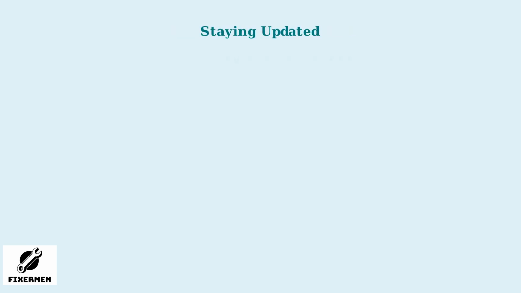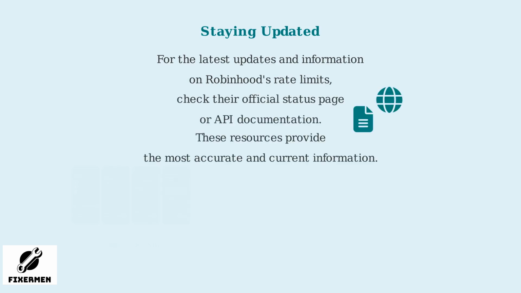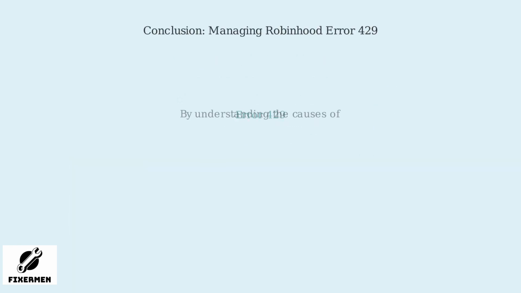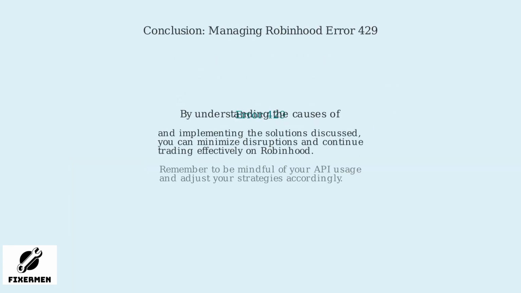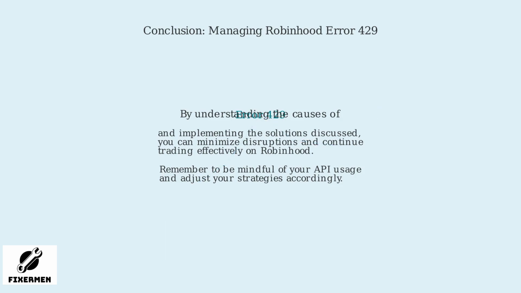For the latest updates and information on Robinhood's rate limits, check their official status page or API documentation. These resources provide the most accurate and current information. By understanding the causes of Error 429 and implementing the solutions discussed, you can minimize disruptions and continue trading effectively on Robinhood. Remember to be mindful of your API usage and adjust your strategies accordingly.